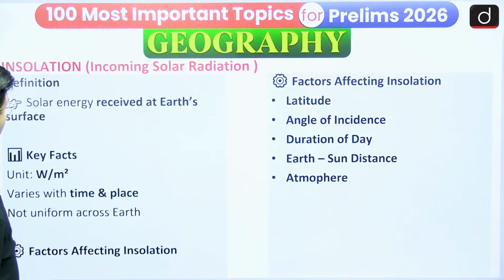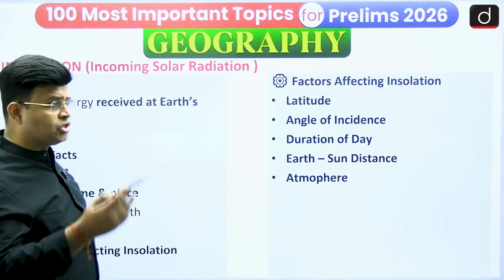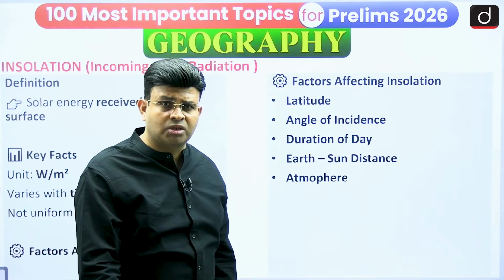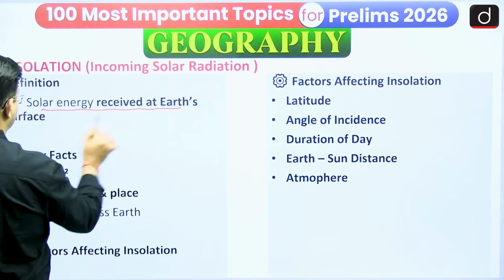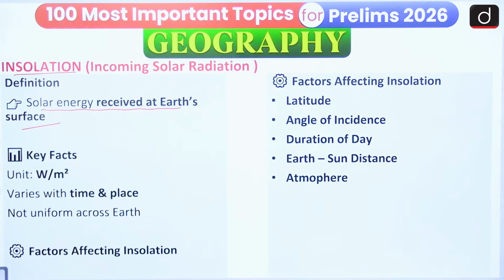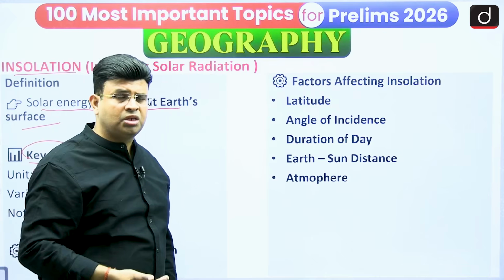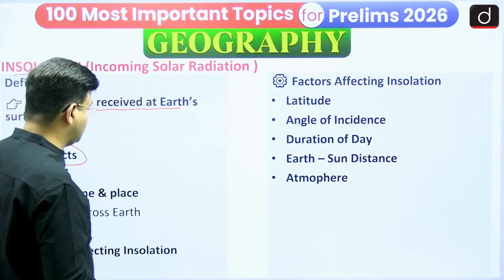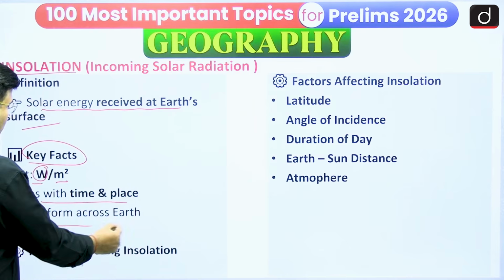We are moving to the next topic, insolation, the heat which is coming toward the earth's surface. The solar energy received at the earth's surface is known as incoming solar radiation. Insolation is measured in watts per square meter: in 1 square meter, how much heat is coming, that is the incoming solar radiation, and it varies with time and space, not uniform across the earth.